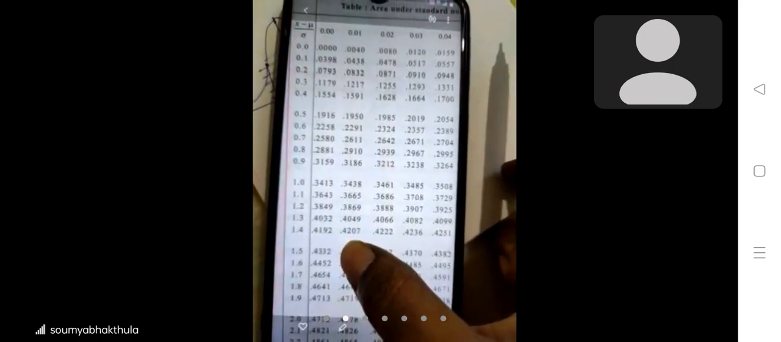So look at where is 0.42. Here we have 0.42. Look at here, 42. We have 192, right? Here 4201. This is the 0.42. If you look at here, we have 4207. So 1.4 here, here we have 1.41. This is 1.41. Z2 we got 1.41.